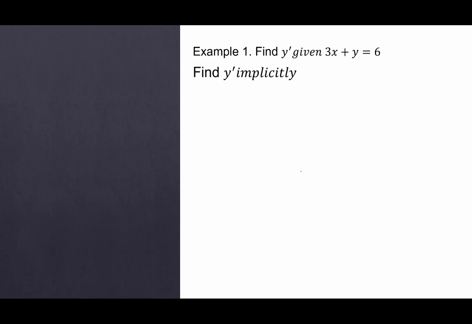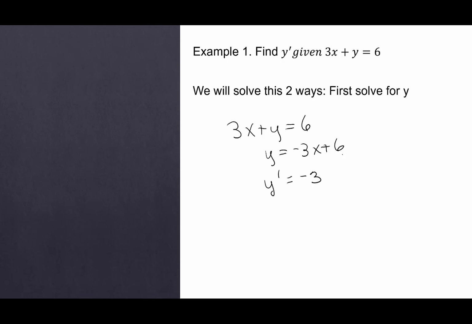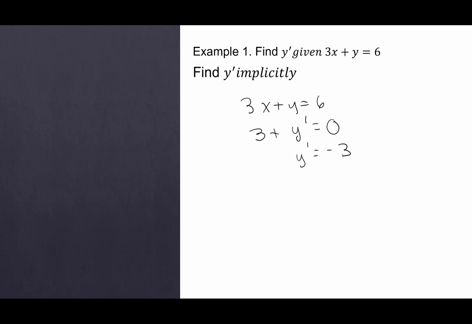We're going to do that again, but now implicitly, which means don't change anything around. Our 3x plus y equals 6. Derivative of 3x is 3. Derivative of y is y prime. Derivative of 6 is 0. I can still get y prime by itself by moving the 3 to the other side. We can go back and compare. We got negative 3 with an explicit equation. We got negative 3 with an implicit equation. So things aren't really changing. It's just how we go about it and our starting point.